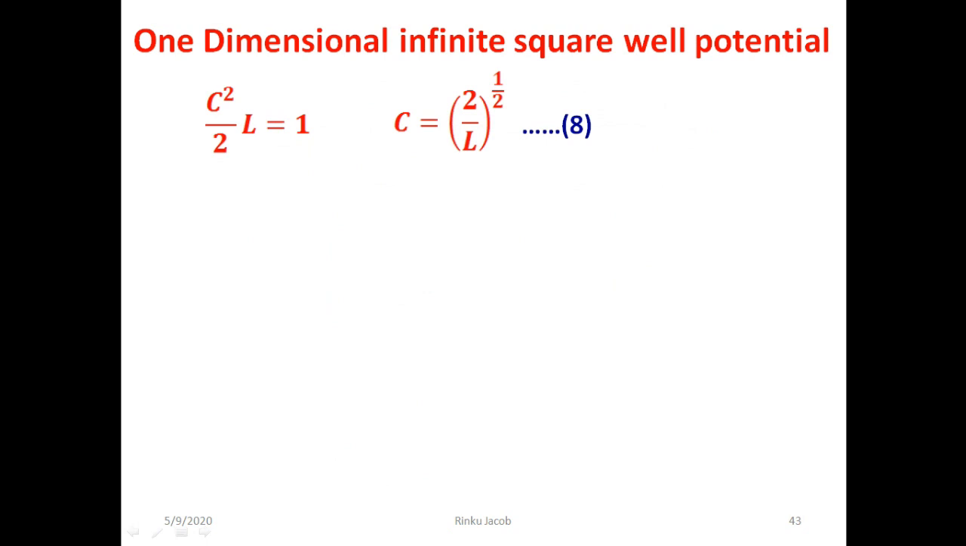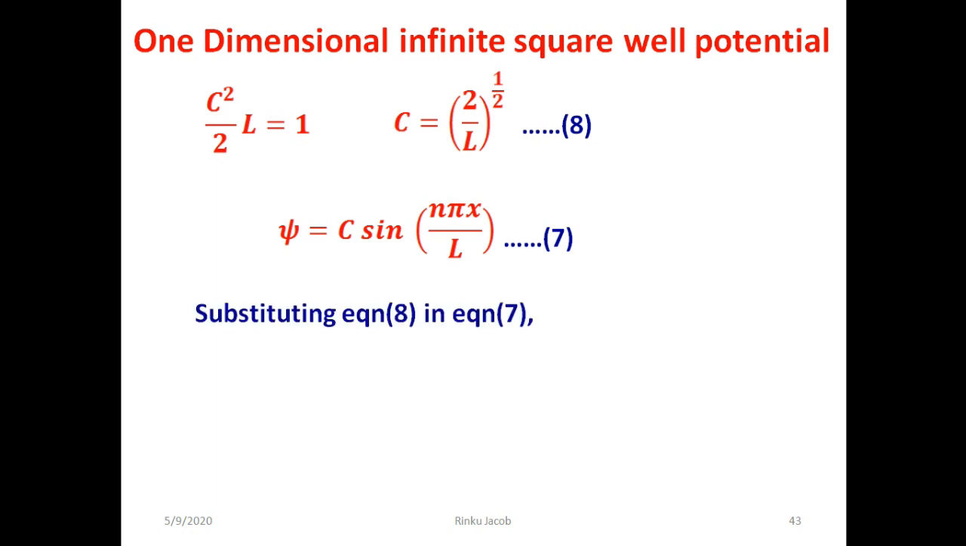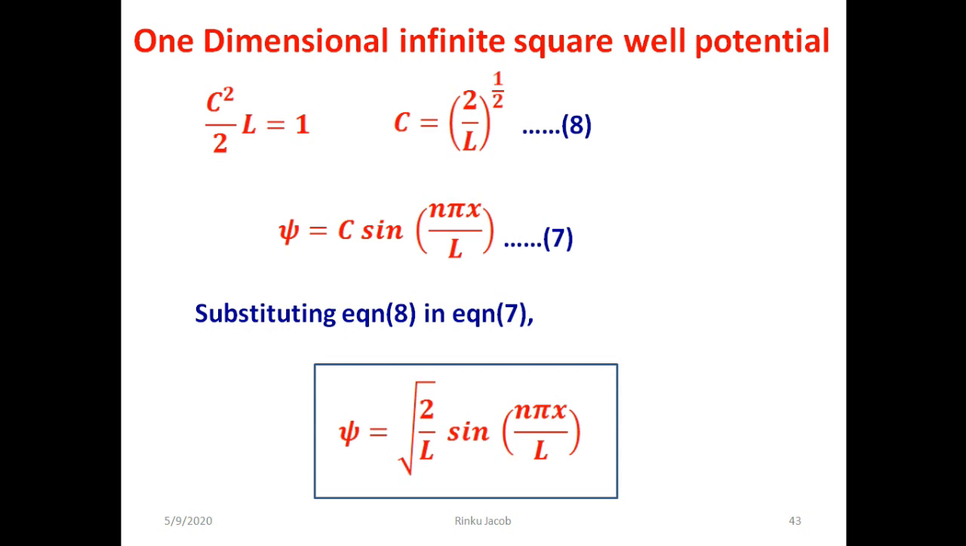Now we take the wave function representing the trapped particle inside the potential well, which is given by equation 7. Now using the value of c derived in the wave equation, we get ψ equal to root of 2/L sin(nπx/L). This is the equation representing the wave function for the particle trapped inside the well.